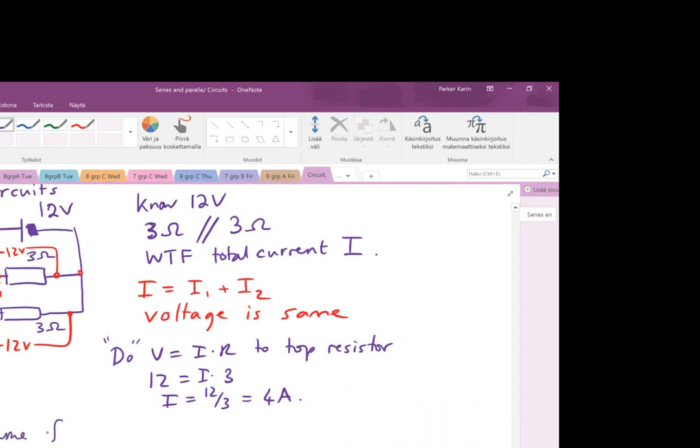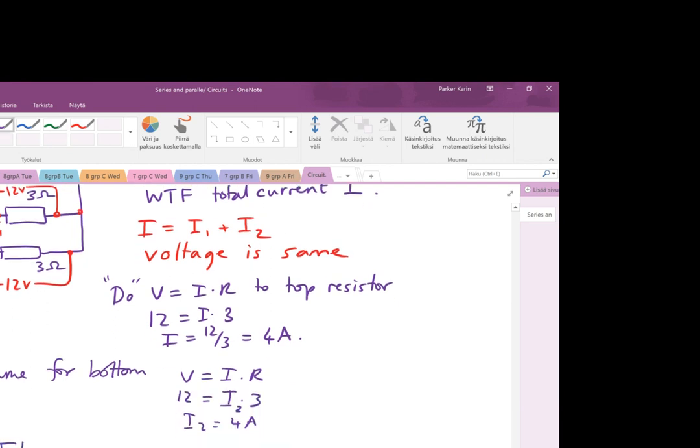Same for the bottom. You've got V equals I times R. You've got 3 ohms, current I, this is I2 in this case, and we've got 12. So I2 is also 4 amps. It was obvious, they're equal resistances, they've got to have equal currents going through. So the total current is 4 amps plus 4 amps equal to 8 amps.